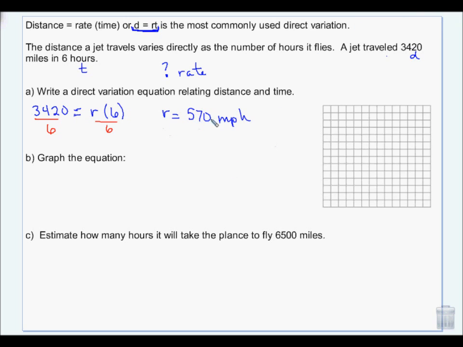Okay, let's finish this up. We found our rate. It's 570 miles per hour. So our plane is going 570 miles per hour times time. So distance is 570t.